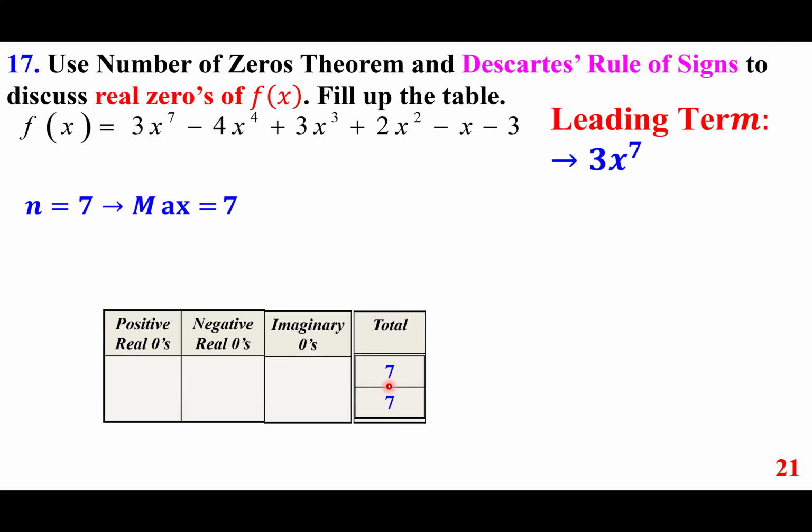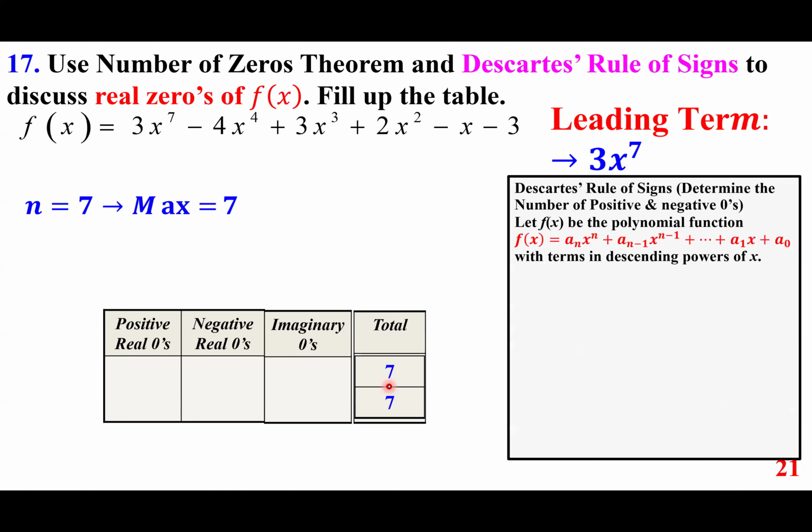Now, what about Descartes' rule and positive zeros, negative zeros? Here's the theorem, everybody. Descartes' rule of signs determines the number of positive and negative zeros. How? Let f of x be the polynomial function f of x equals a sub n x to the power of n plus a sub n minus 1 x to the power of n minus 1, all the way to a sub 0. In other words, you're dealing with a basic polynomial with terms in descending order. Then what happens?